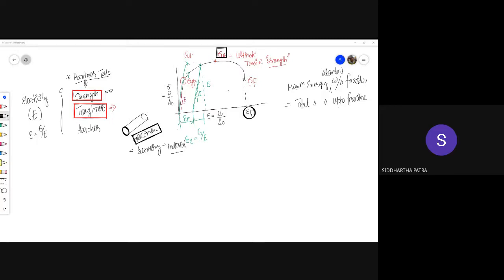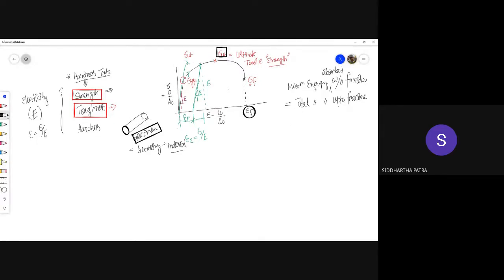strain diagram. And when we are talking about toughness, the more correct definition, because it's a property of the material, should be per unit volume. Total energy up to fracture divided by the volume. So now look at this integration right here.